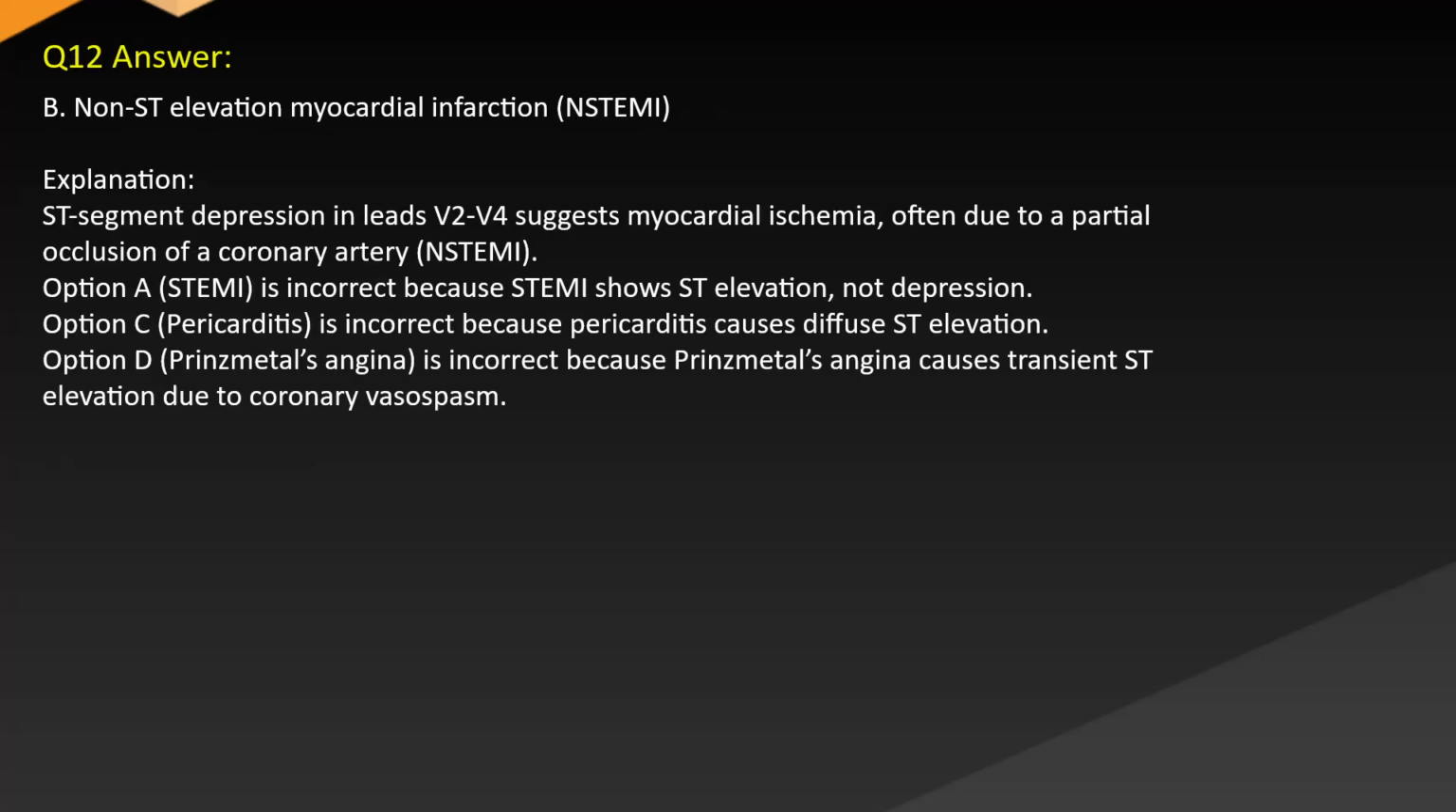Answer: B. Non-ST elevation myocardial infarction, NSTEMI. Explanation: ST segment depression in these leads suggests myocardial ischemia, often due to a partial occlusion of a coronary artery, and NSTEMI. Option A, STEMI, is incorrect because STEMI shows elevation, not depression. Option C, pericarditis, is incorrect because pericarditis causes diffuse elevation. Option D, Prinzmetal's angina, is incorrect because Prinzmetal's angina causes transient elevation due to coronary vasospasm.